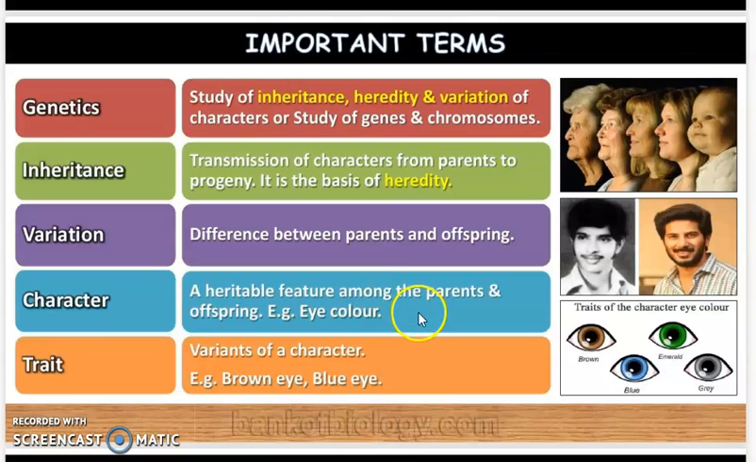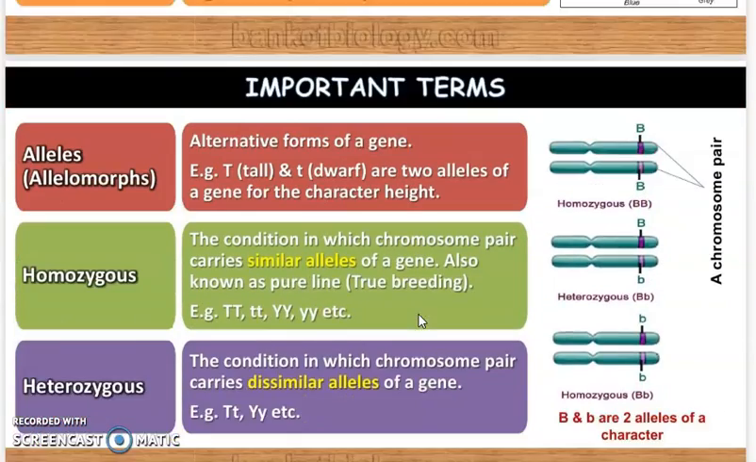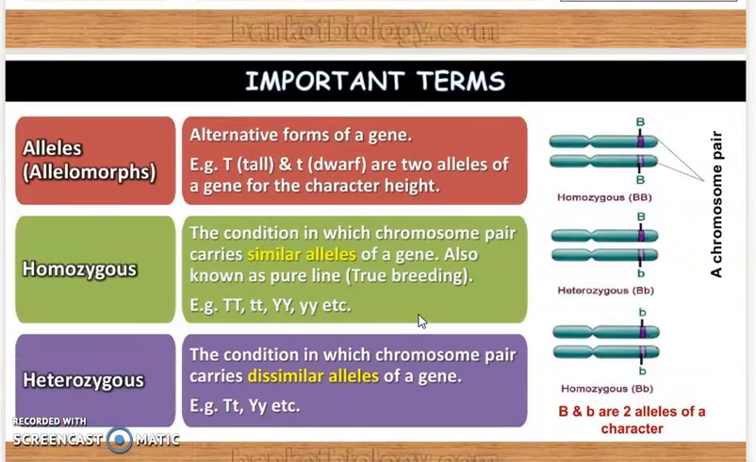Now let us move on to the other terms, the first one of which is alleles. Alleles, also called allelomorphs, are commonly called alleles. These are alternate forms of a gene. Suppose you are taking eye color which is black, it will have alternate genes for it.